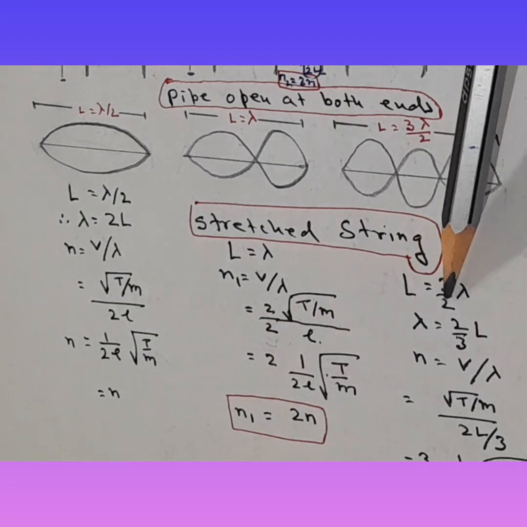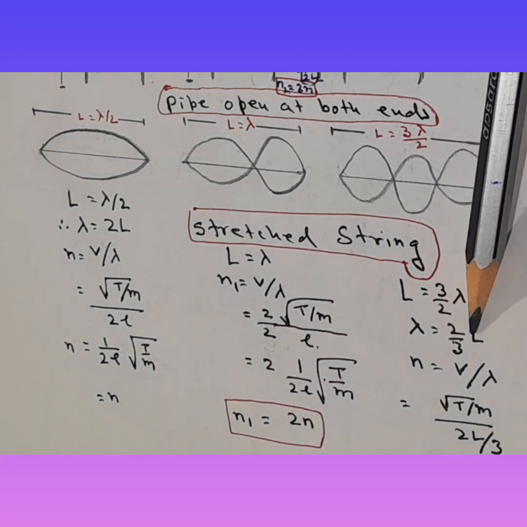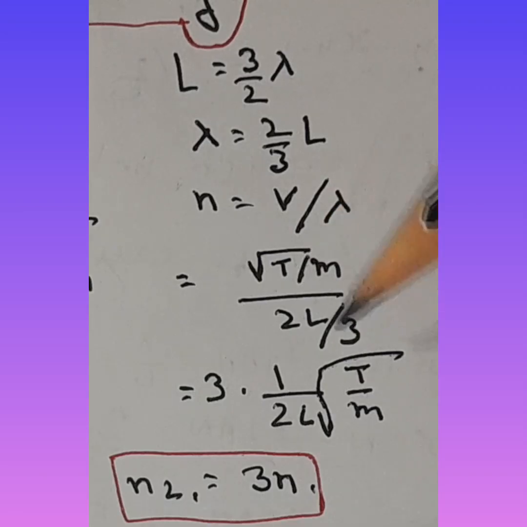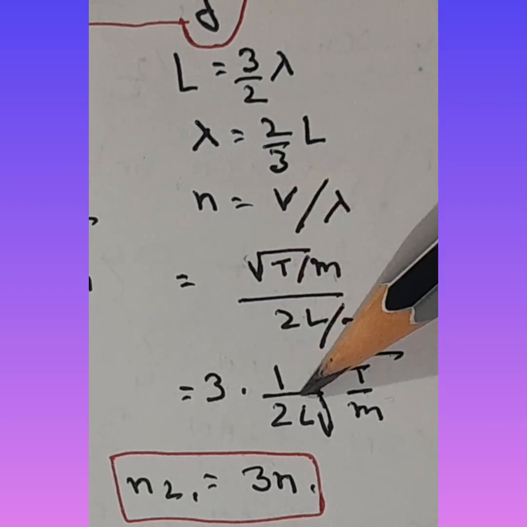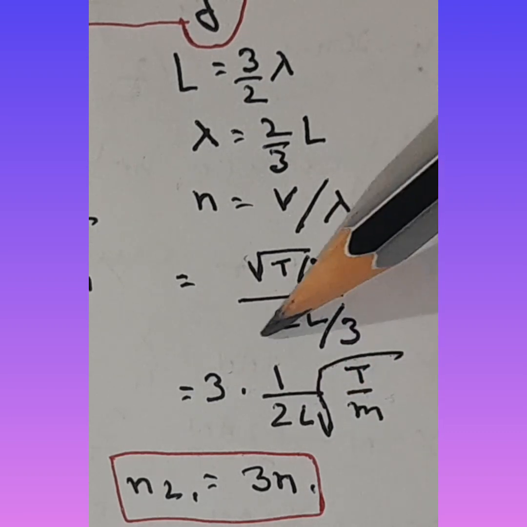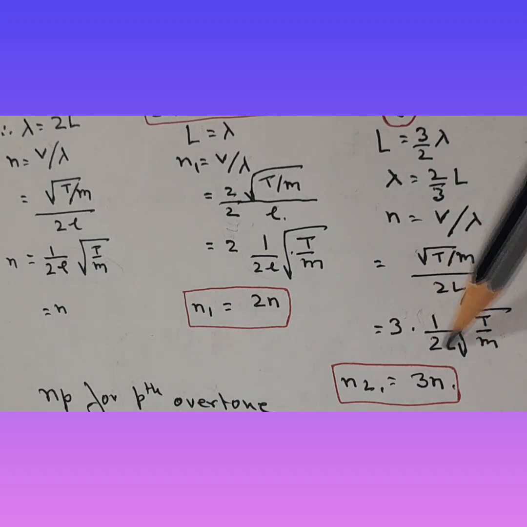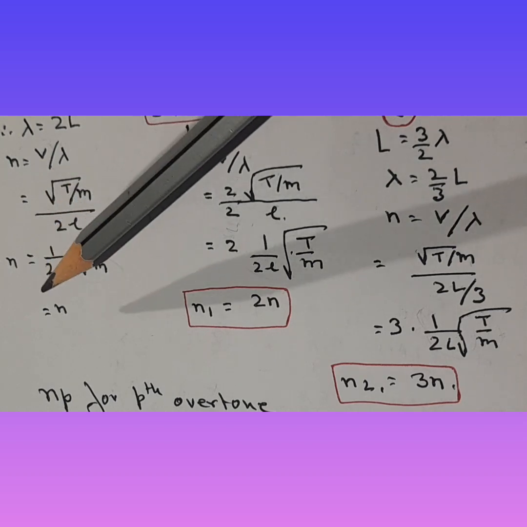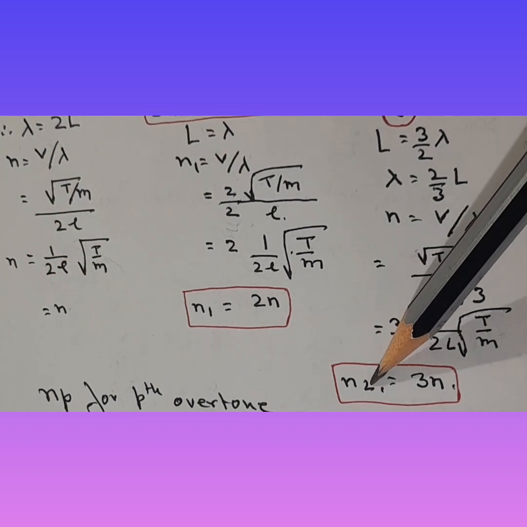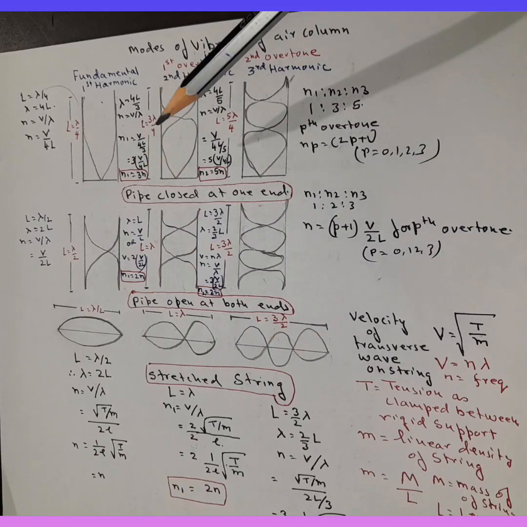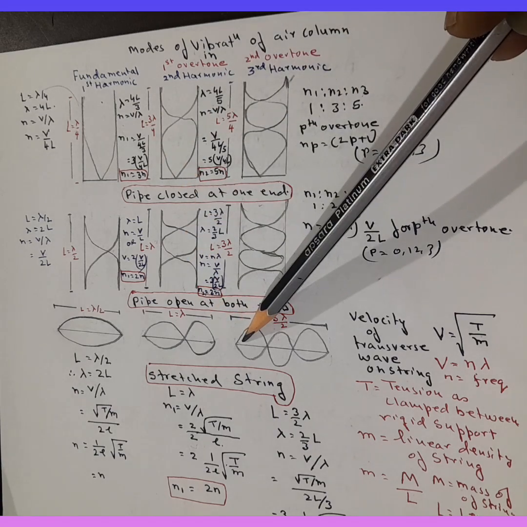Similarly here it was 3 by 2, lambda becomes 2 by 3, L. So N is equal to V over lambda, we substitute V over here, M goes down, 2L by 3, 3 comes up and 2L goes down. So it is 3 into 1 by 2L root T over M. So if we observe this properly, what we find is this is this, which is N. So N2, if we call it as, becomes 3 into N. So 3N. We saw 3 modes of these 3 situations.